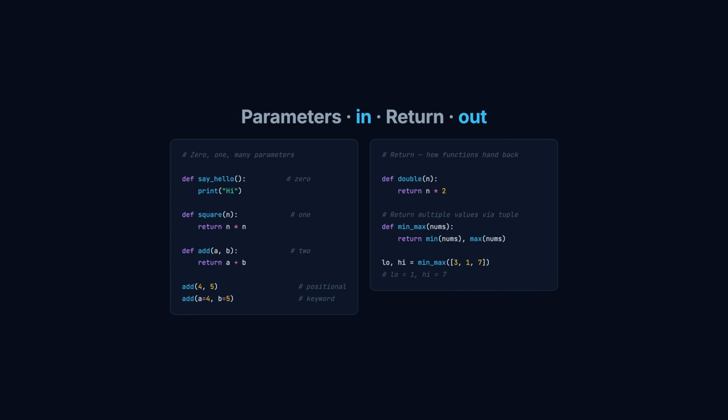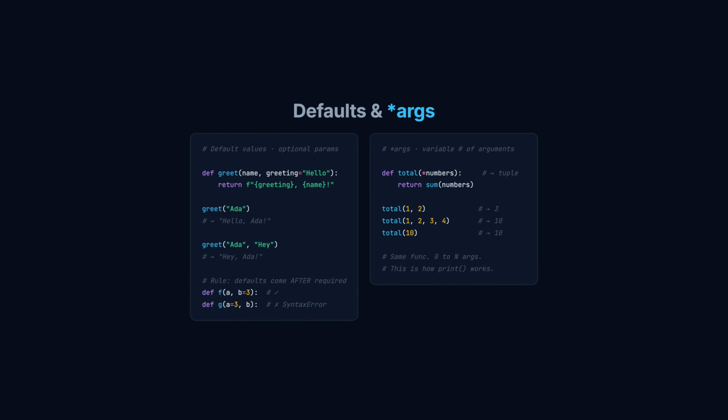Parameters in. Return out. That is the shape. Everything else is variations on those 2 ideas. 2 features that make functions dramatically more flexible: default values and star args. Default values first. On the left, def greet(name, greeting="hello"). The greeting parameter has a default. If the caller does not supply it, Python uses hello.